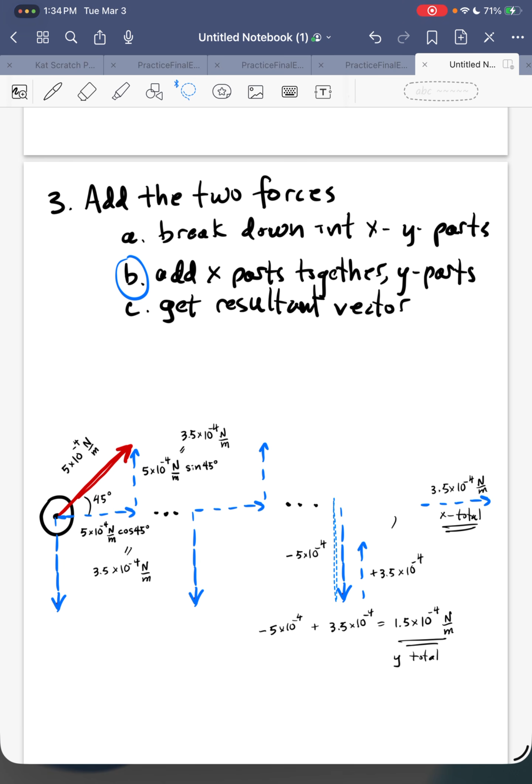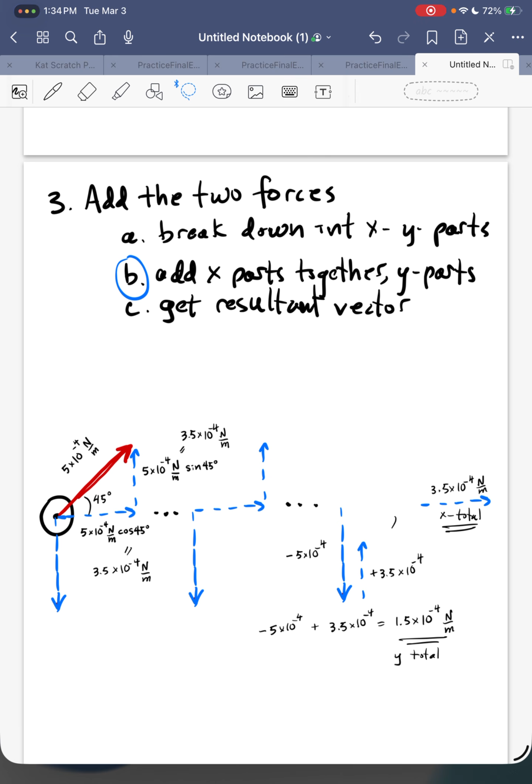All right, so now I go over here, if you follow the little dots, and this one is going down with minus, because it's going down in the y, minus 5 times 10 to the minus 4th. This one is going up with 3.5 times 10 to the minus 4th. And remember, that is this component that we just calculated, okay? So now we add these guys together, point in the negative y direction, point in the positive y direction, and I get this total here, 1.5 times 10 to the minus 4th newtons per meter. That's the net y.